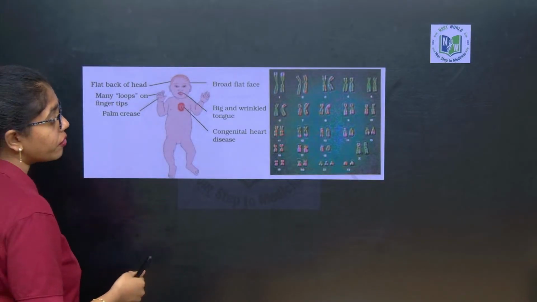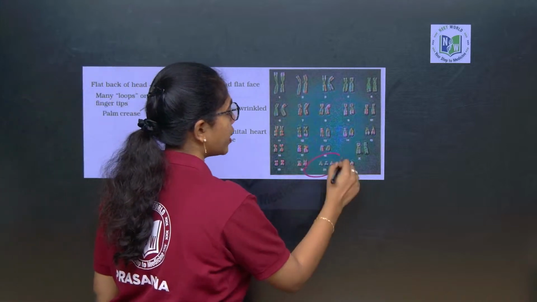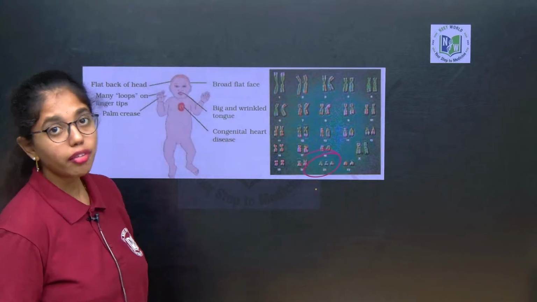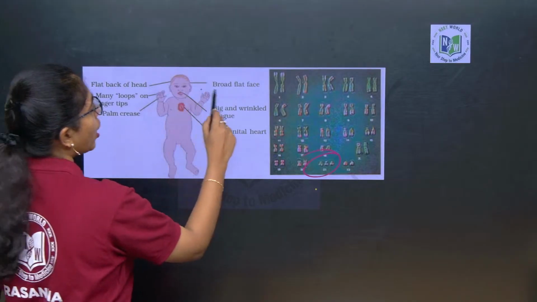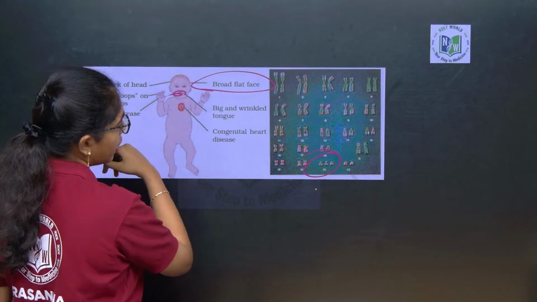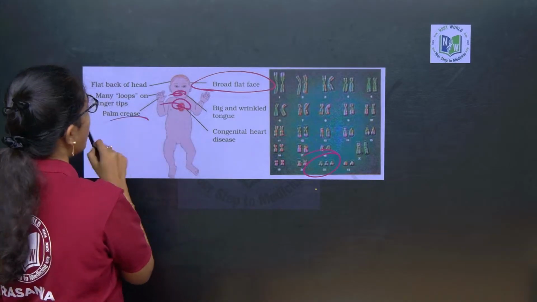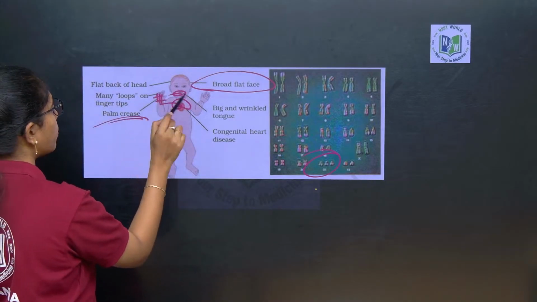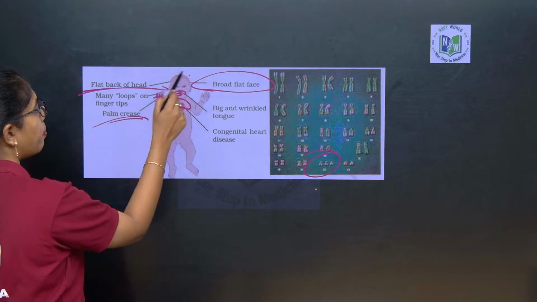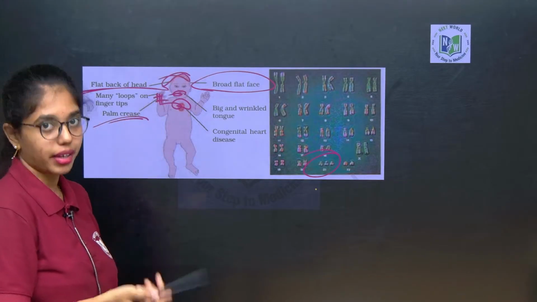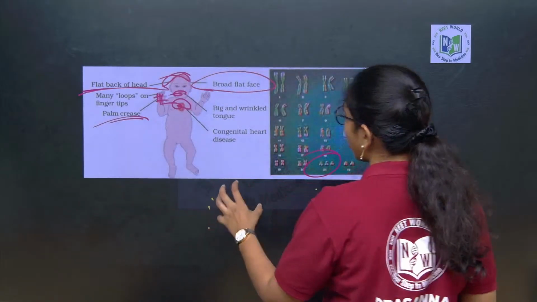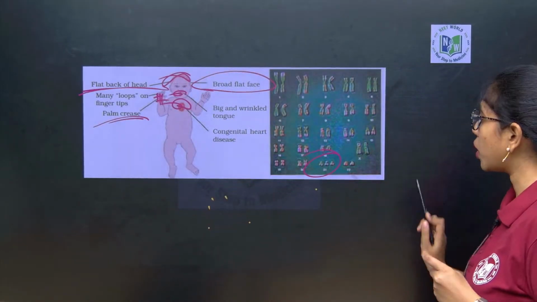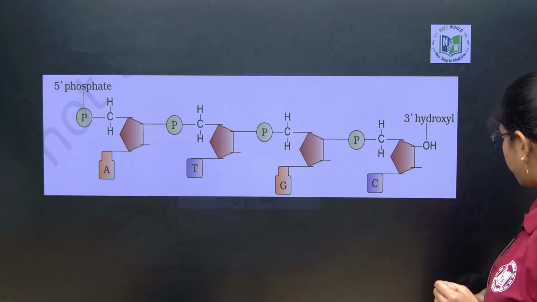is because of trisomy of the 21st chromosome. The symptoms you can see are a broad flattened face, big wrinkled tongue, congenital heart defects, palm creases, a flat back head, mental retardation, and frequent micturition. All these are the symptoms of Down syndrome, which is because of trisomy of the 21st chromosome.